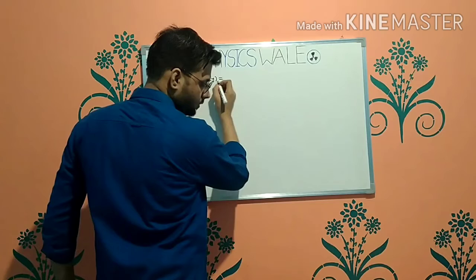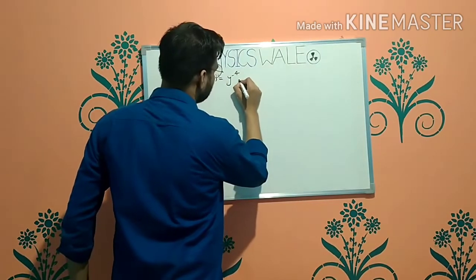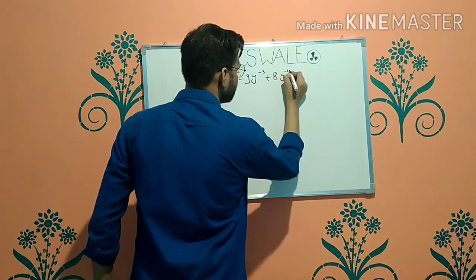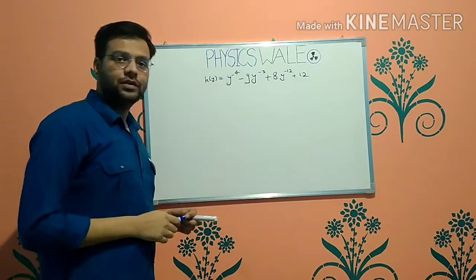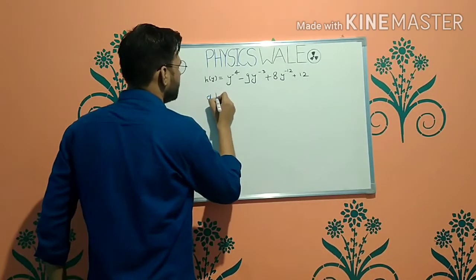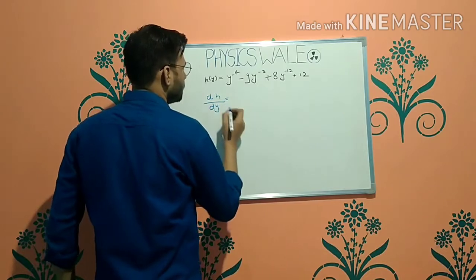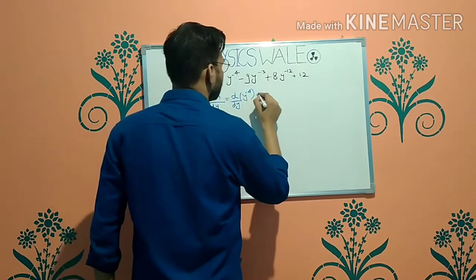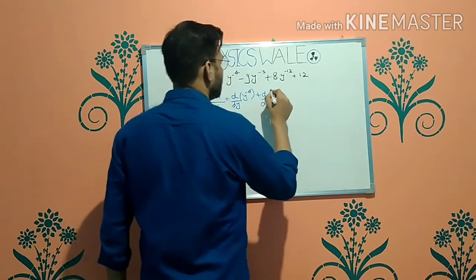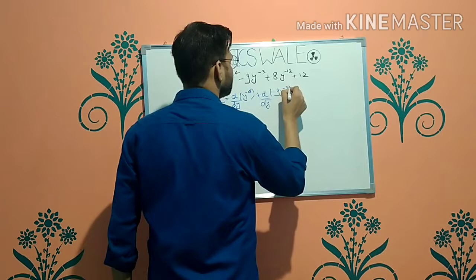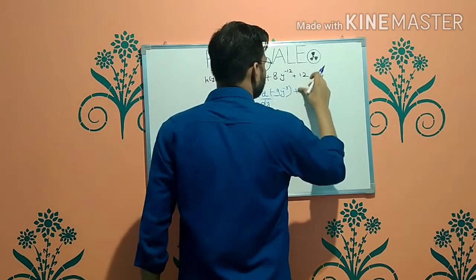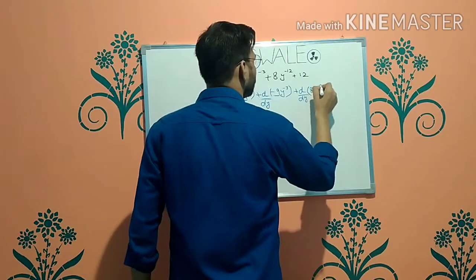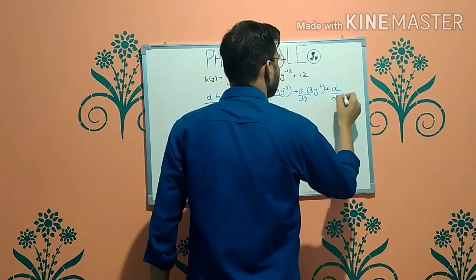h(y) is equal to y to the power minus 4 minus 9 times y to the power minus 3 plus 8 times y to the power minus 12 plus 12. So we can simply differentiate it and write dh by dy is equal to d by dy of y to the power minus 4 plus d by dy of minus 9 y to the power minus 3 plus d by dy of 8 y to the power minus 12 plus d by dy of 12.